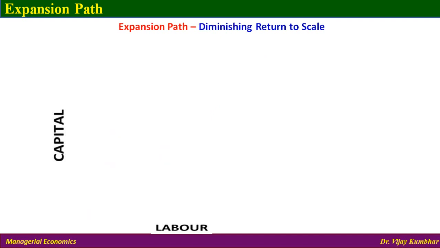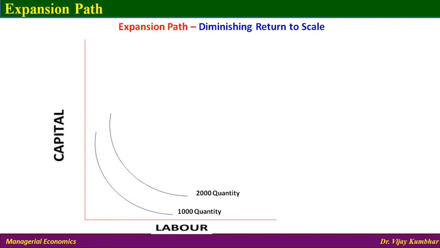Third, expansion path in diminishing returns to scale. It means there is more need of capital and labor to increase the production level. This case is known as diminishing returns to scale. It means the production level is diminishing with the increasing input. In such cases, the isocost will shift more forward.